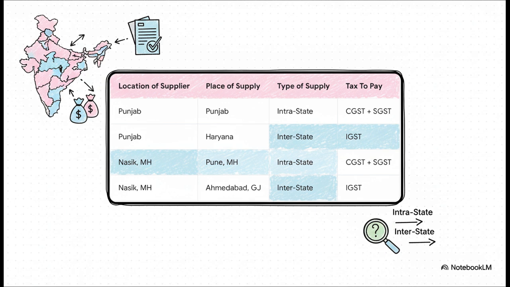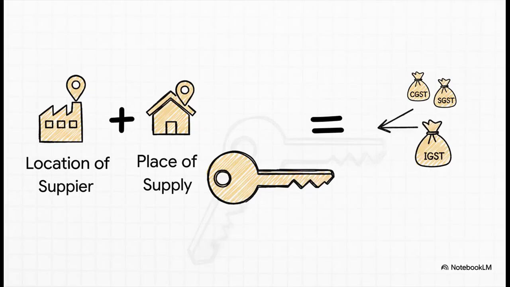Now compare that to the second row. A supplier in Punjab sells to a place of supply in Haryana, different states. That's an interstate supply, so they charge IGST. See? So the main takeaway, the one thing to remember from this entire explainer, can be boiled down to one simple formula. Your location of supplier, combined with the correct place of supply, directly tells you what type of tax to charge. Get these two locations right, and you get the tax right.